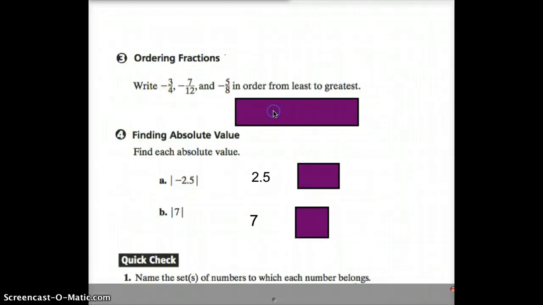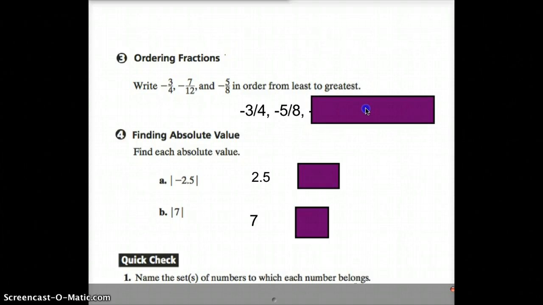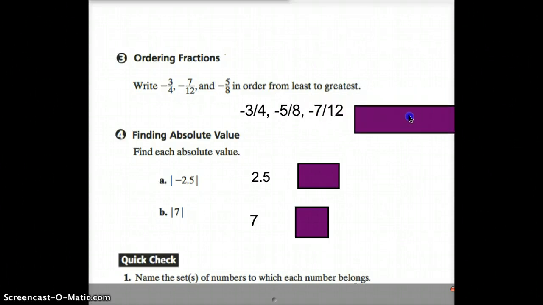We're ordering fractions. Now remember, when you're ordering fractions with negative numbers, the closer to 0 it is, technically the bigger it is. So we're going to order these from least to greatest, and negative 3/4 is going to be further away than negative 5/8, and then 7/12 is going to be the greatest number, and that's going to be closer to 0 than the negative 3/4.